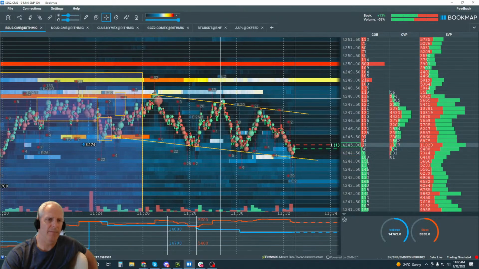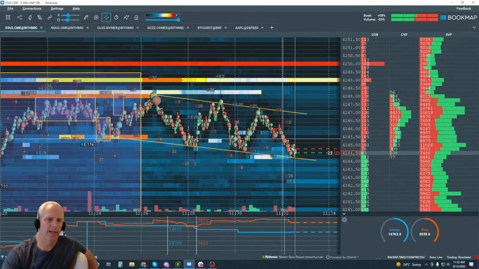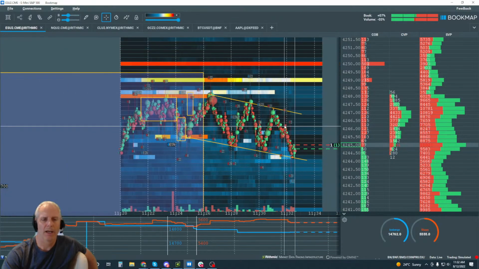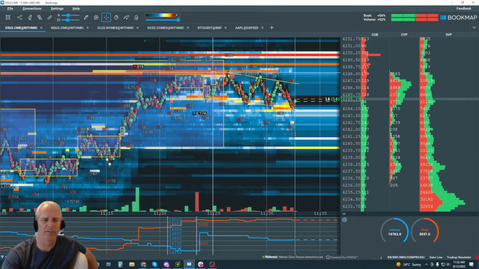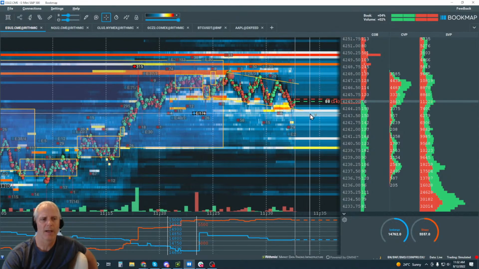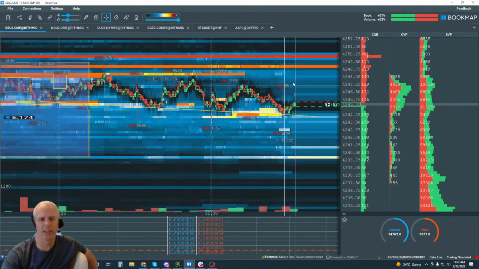But if it makes a lower high here, which it did, I'm looking for sellers to try to take it down and make a lower low. Potentially this becomes that rounding pattern, or even a head and shoulders, and then you'll see a retest back down into these lower levels. We've seen it a million times.